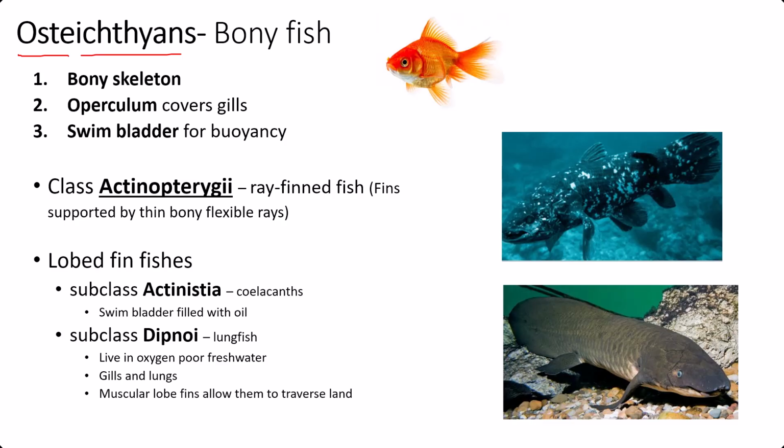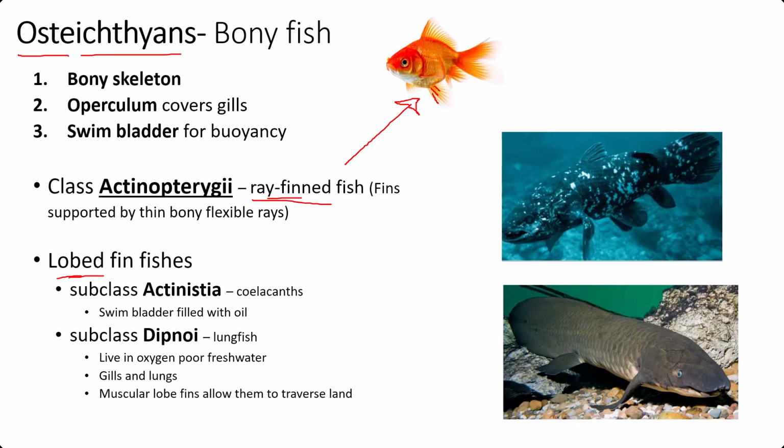They have an operculum to cover their gills. They have a swim bladder for buoyancy, and this includes the ray-finned fish, which is the actinopterygii, and the lobe-finned fish, which includes subclasses Tenistia and Dipone. But big takeaway here, ray-finned fish, lobe-finned fish. When you're imagining fish, probably your typical fish is this ray-finned fish, where they have fins with thin, bony, flexible rays.